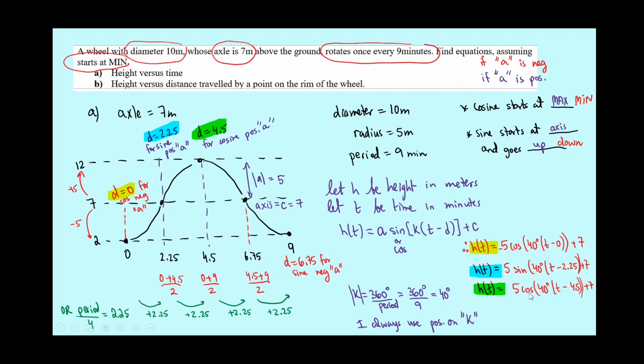Another version could be to use this 4.5 as the d, but to match this, we have to use cosine, because cosine starts at maximum. And notice positive is used on the a value, or 5 value, here. And lastly, if you wanted to use this value for the d, then make sure you use sine with a negative value in front. So this is part A done with 4 different ways in terms of the equations.